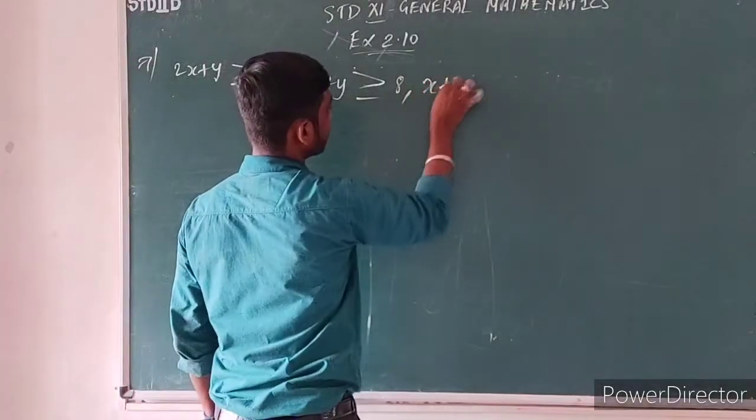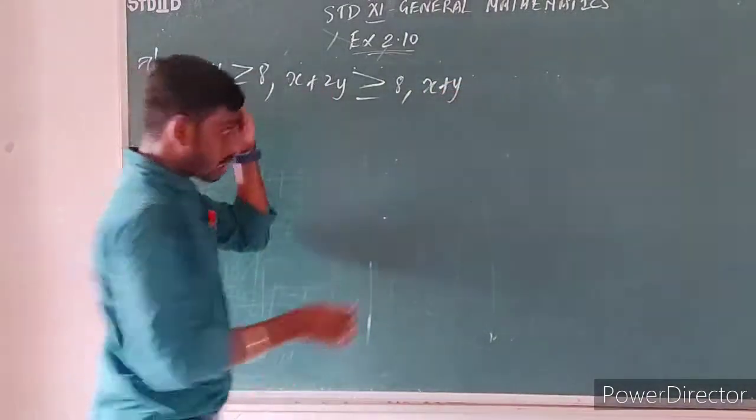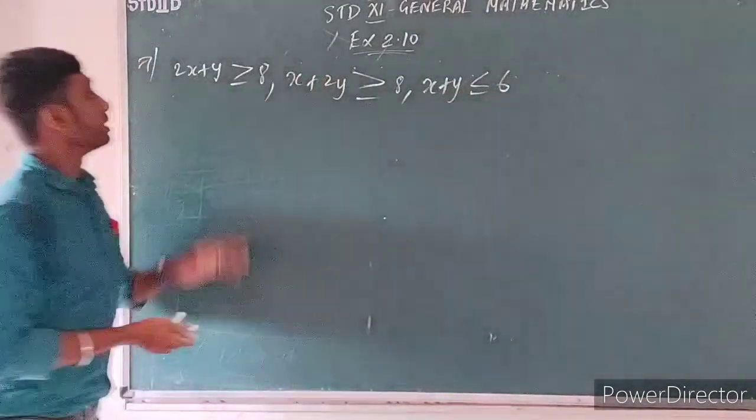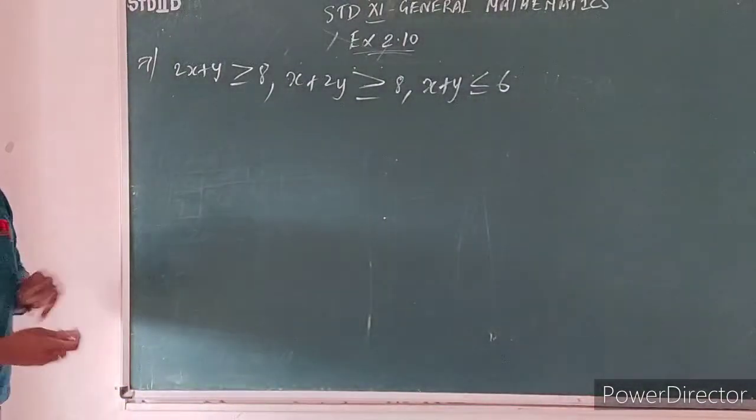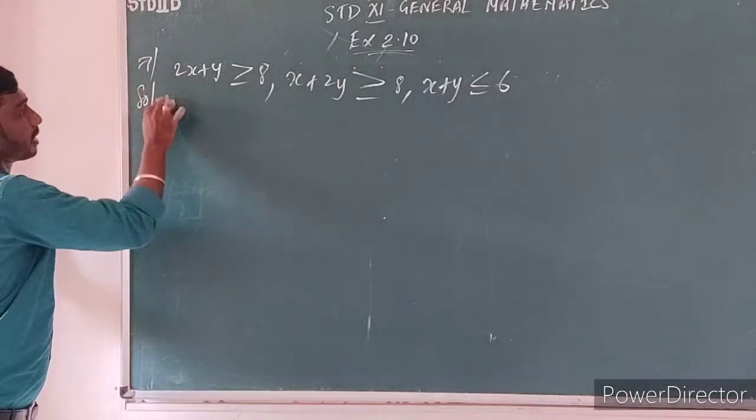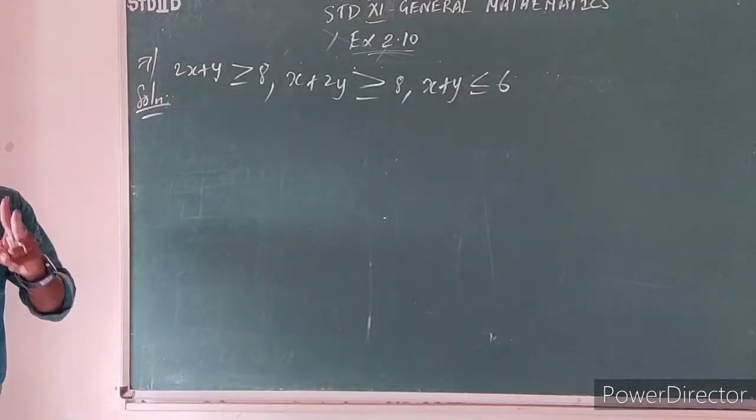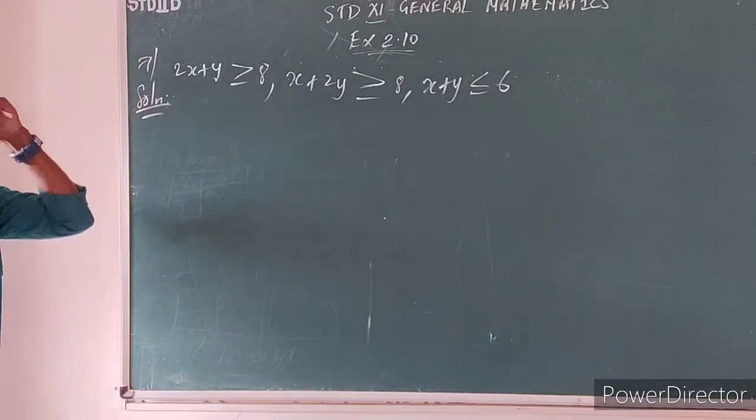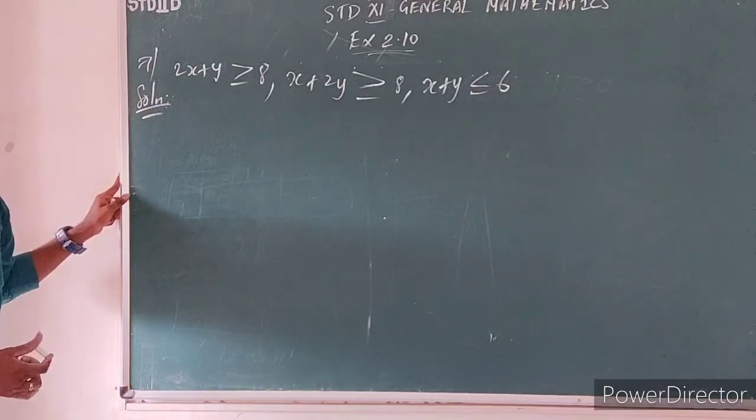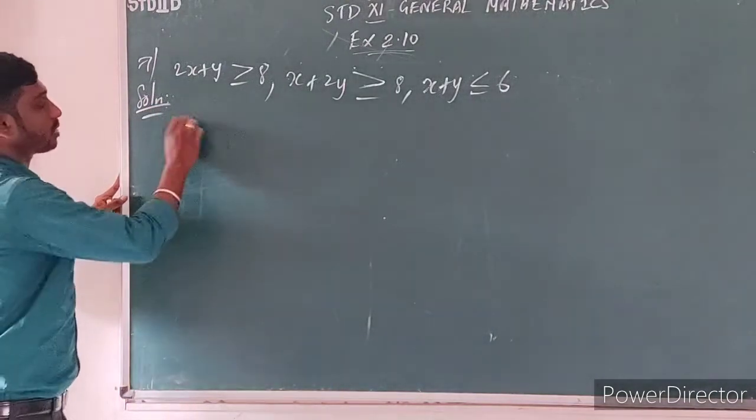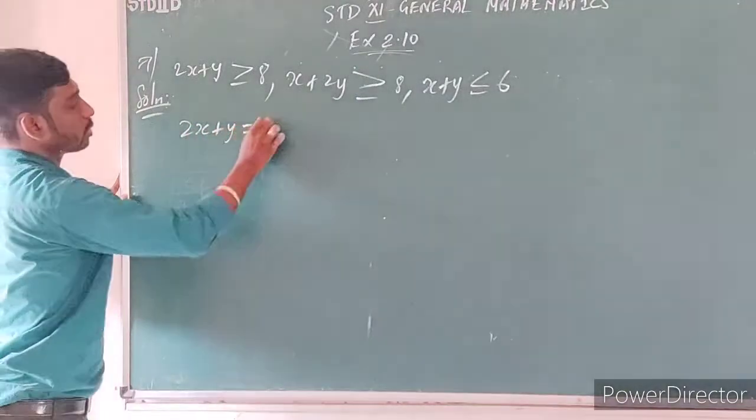Then what's the third equation? x plus y less than or equal to 6. In this sum we are having 3 equations. In the previous sums we solved only 2 equations, and the xy values were sometimes given. Here we are having 3 equations. First we are taking this one, 2x plus y is equal to 8.